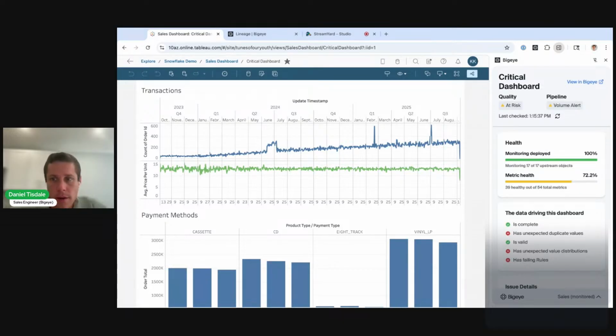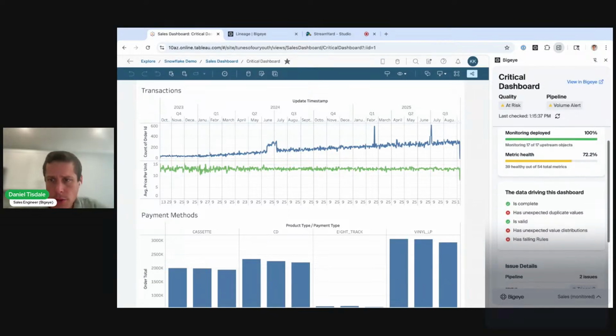Now only 39 of those are healthy. So we've got 15 data quality issues somewhere along the pipeline here. So I would say, just right off the bat, without knowing any details around what exactly those data quality issues are, I wouldn't feel super confident in my ability to trust the data that's being displayed on the dashboard. But let's dive a little deeper into that.